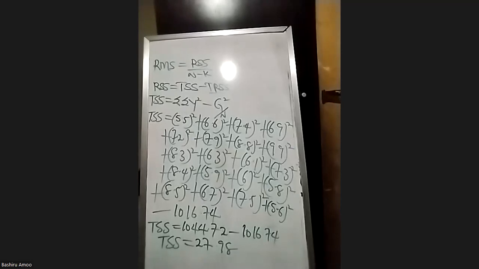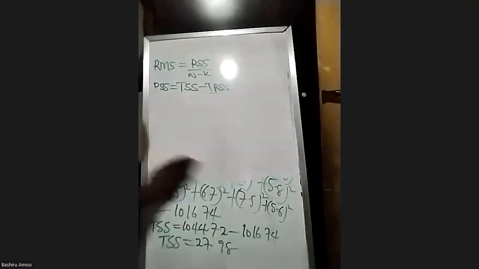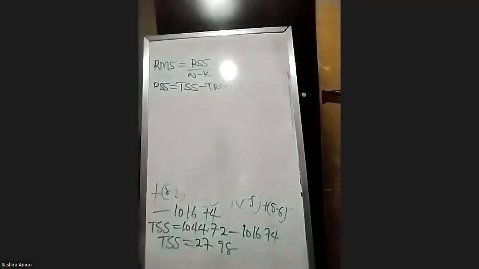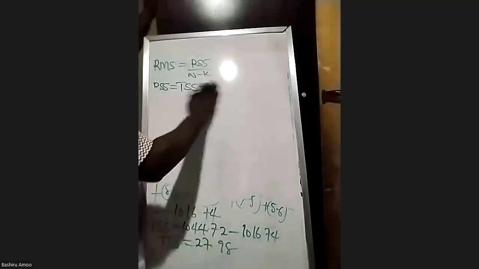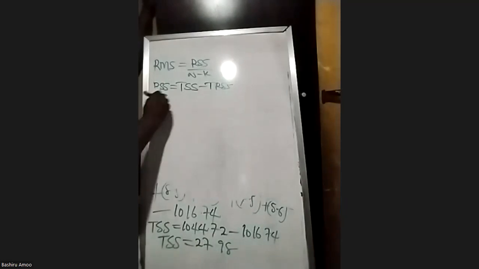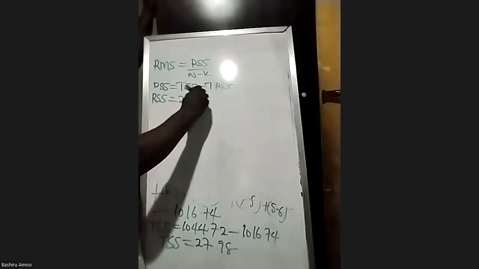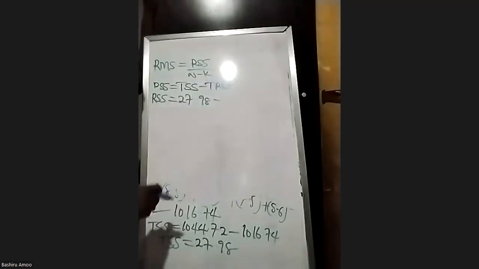So, this is total sum of square, which means I can easily get my residual sum of square, right? I can easily get my residual sum of square. So, the residual sum of square is equal to this, right? Our residual sum of square will now be 27.98. Class, what's our treatment sum of square?